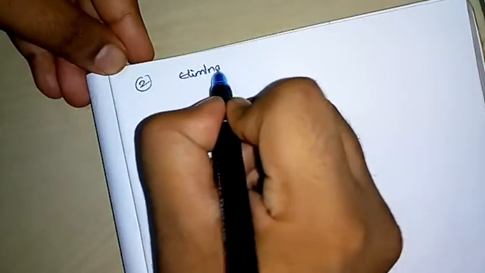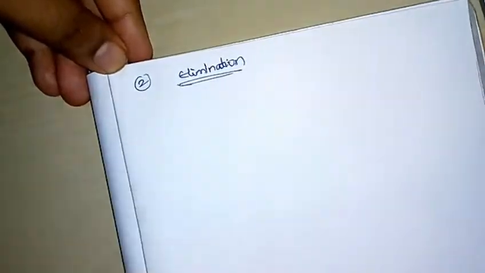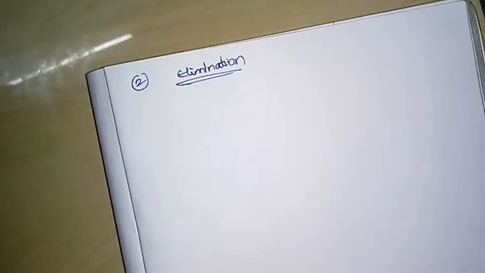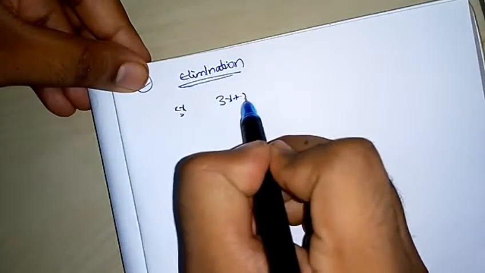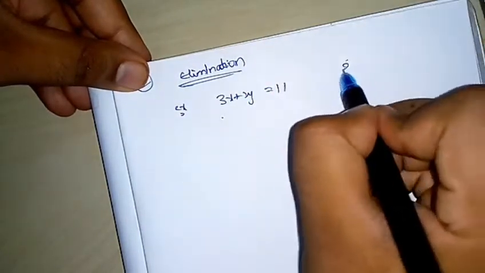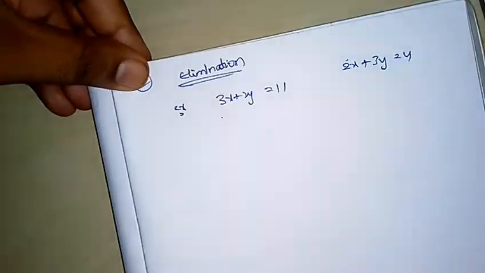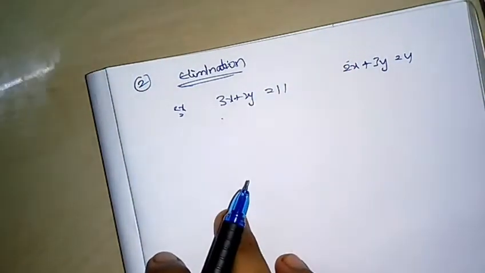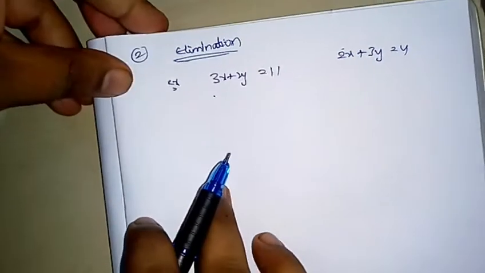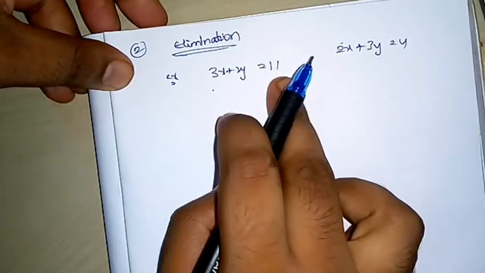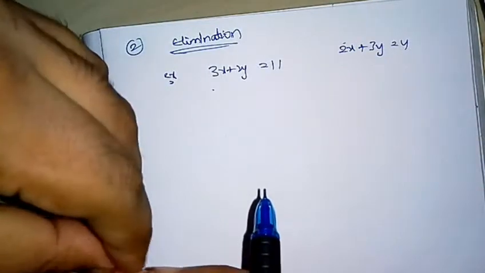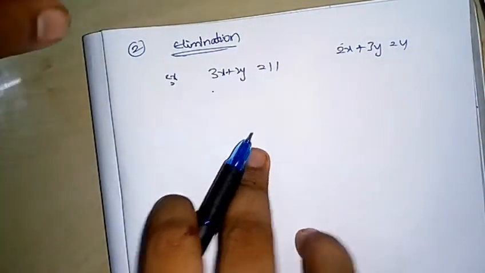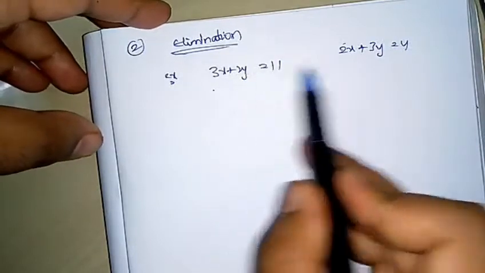Next, method 2 is elimination. Elimination method. For example, 3x plus 2y is equal to 11 and 2x plus 3y is equal to 4 are two equations. We have to solve them using the elimination method. First, write both equations in the form ax plus by is equal to c. Then make the coefficients of one of the variables, say x, equal by multiplying each equation by a suitable real number. You can make the coefficient of either x or y the same in both equations.